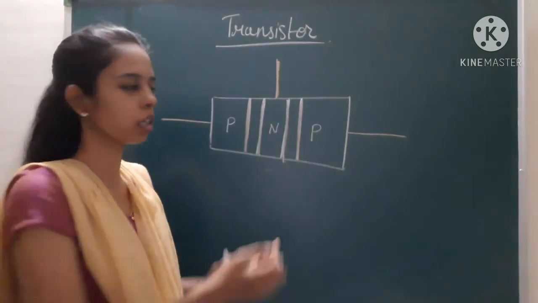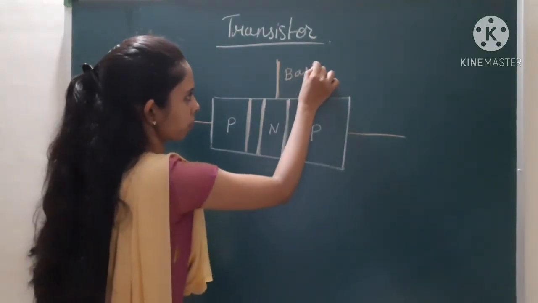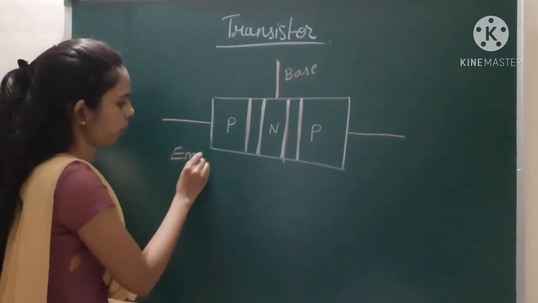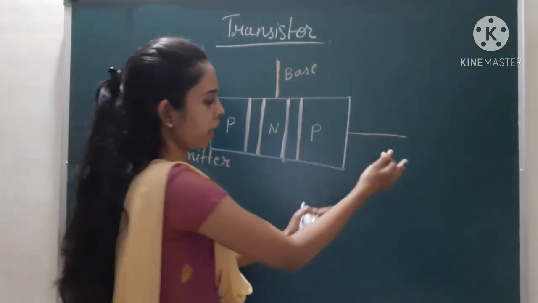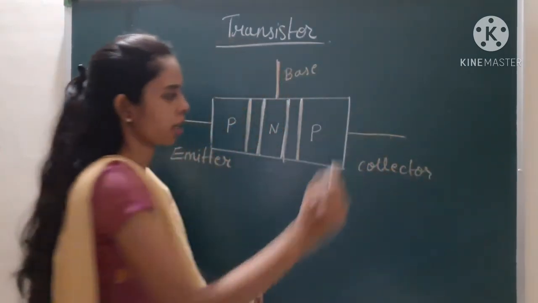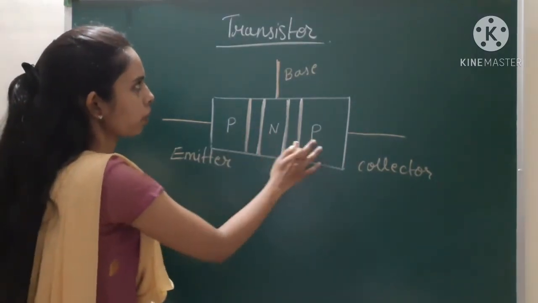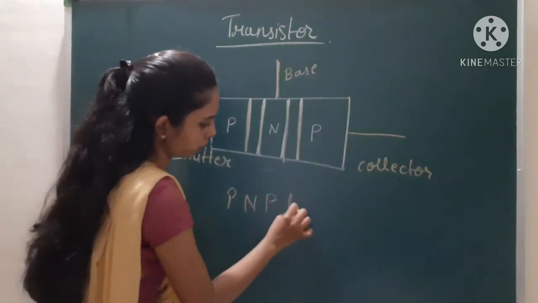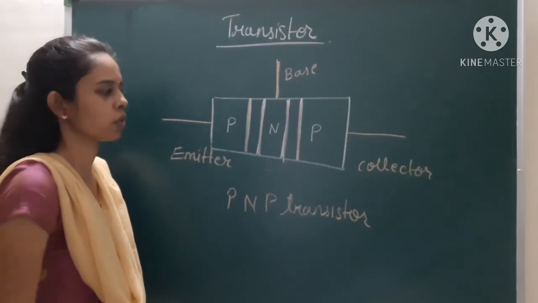Now what are the names given to these terminals? The middle one is called the base. One of these two terminals is called the emitter, from which the electrons are emitted. All the electrons are then collected at the collector. Now this is the PNP transistor. This is the PNP transistor.